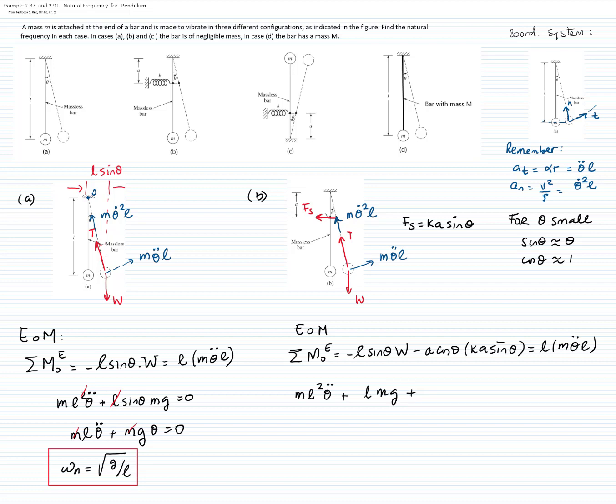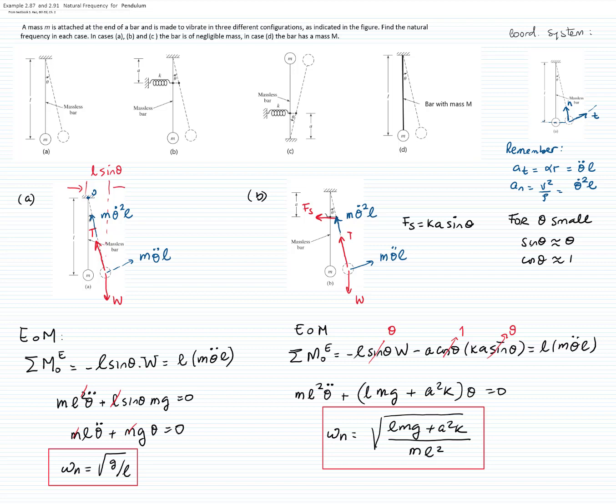And as you see, we can get our natural frequency here. The natural frequency is the equivalent constant of the spring, which is the term that goes with theta, divided by the equivalent mass, which is the term that goes with the angular acceleration. And this is the expression for our natural frequency. As you see, in this case, the natural frequency has a dependence on the mass and has a dependence on the position of the spring and the constant of the spring.